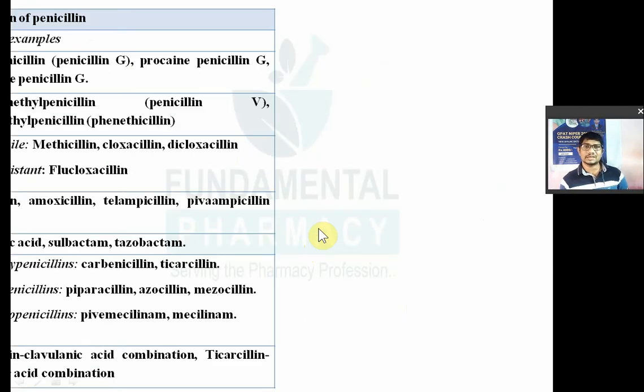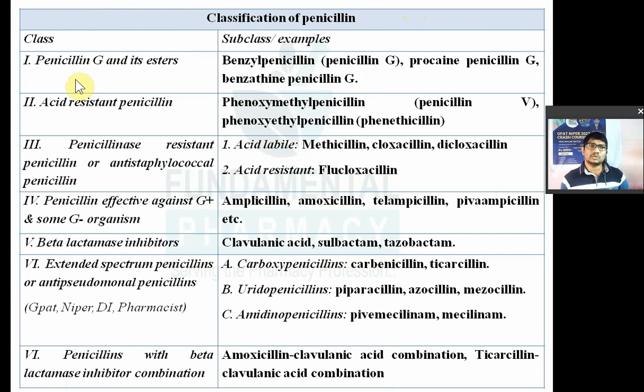Now we'll see the classification again. Penicillins are classified into different types, so class, subclass, and example. Class 1 is penicillin G and its derivatives or its esters. In that you have benzyl penicillin, which is known as penicillin G.